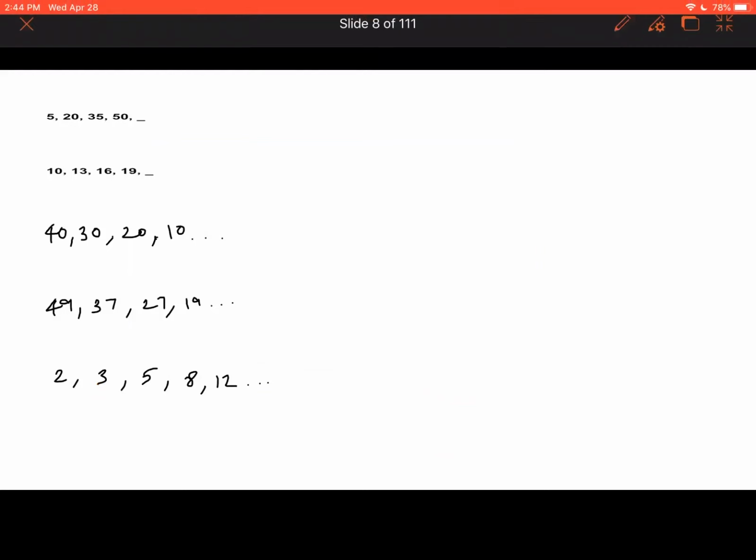Of the given examples, we have to find whether each is arithmetic or not. What we have to do is find d. 5, 20, 35 and 50. For this, d is equal to 15, right? 5 plus 15 is 20, 20 plus 15 is 35, 35 plus 15 is 50. For the next, 10 plus 3 is 13, 13 plus 3 is 16, 16 plus 3 is 19. So d is 3. Next is 40, 30, 20, 10. So d is minus 10.